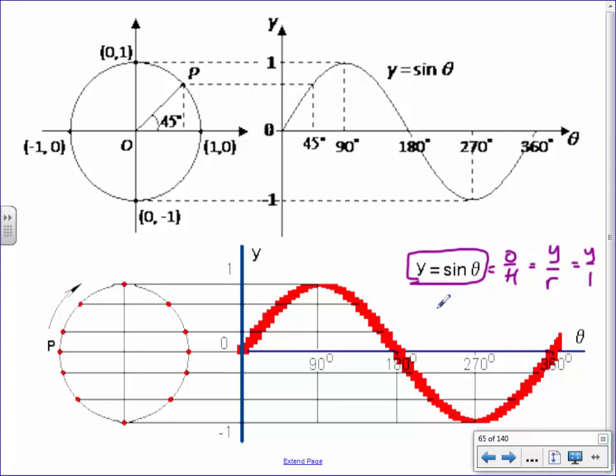So the greatest it will ever get to is 1. The lowest it will ever get to is negative 1. And it'll just keep going up and down forever.